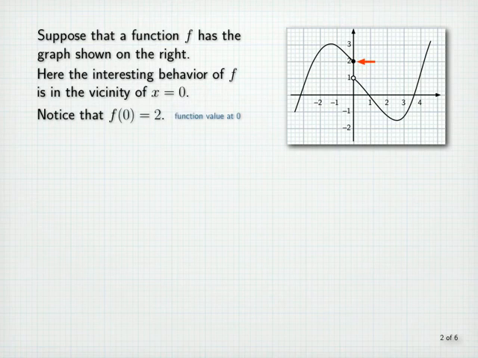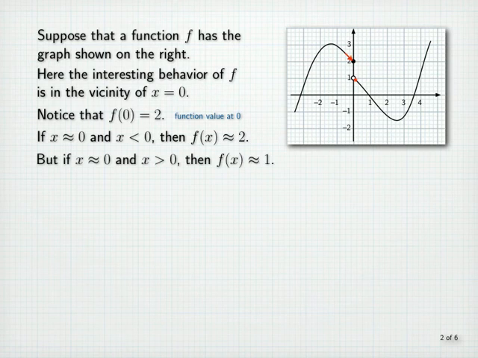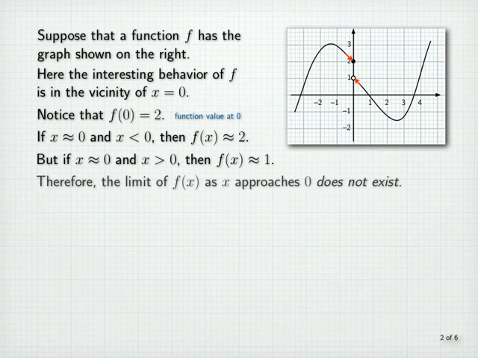If x is close to and less than 0, then f of x is close to 2. In fact, the closer x is to 0, while x is less than 0, the closer f of x is to 2. But if x is close to and greater than 0, then f of x is close to 1. In fact, the closer x is to 0, while being greater than 0, the closer f of x is to 1. Therefore, there is no number that can serve as the limit of f of x as x approaches 0. That is, the limit does not exist.